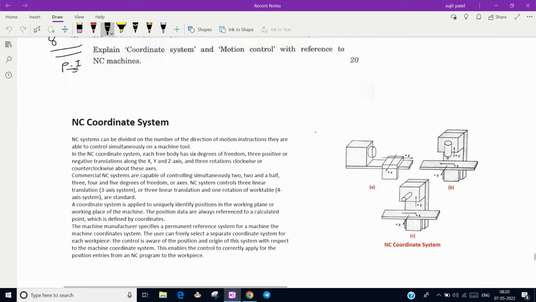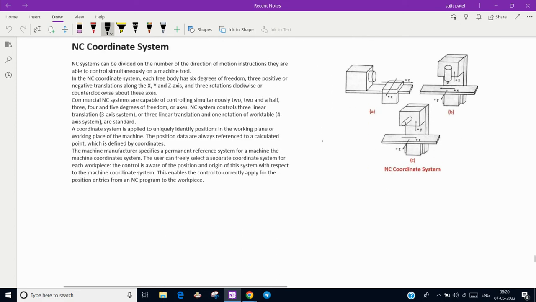Let me tell you about it in practice, based on my experience. The coordinate system is defined mainly for locating and positioning the workpiece, like in which plane it is located, in which direction, and how much, in meters or centimeters, we have to cut, and how much depth. Basically the coordinate system is x, y, z. This type of coordinate system is required for positioning of the tool as well as the workpiece.